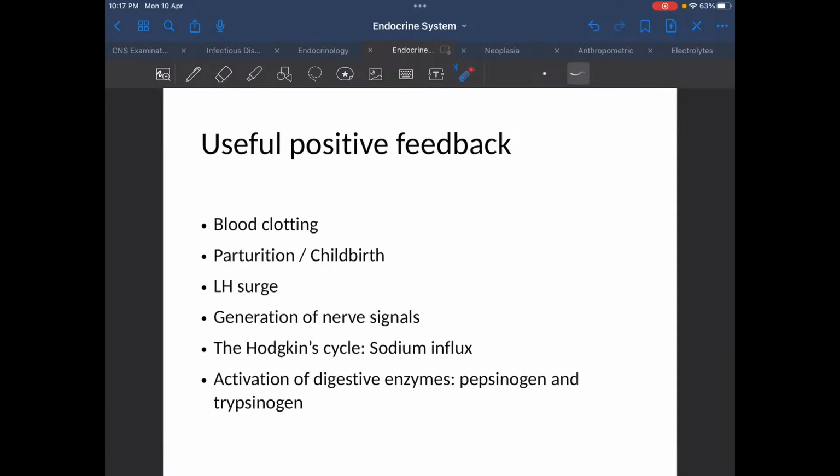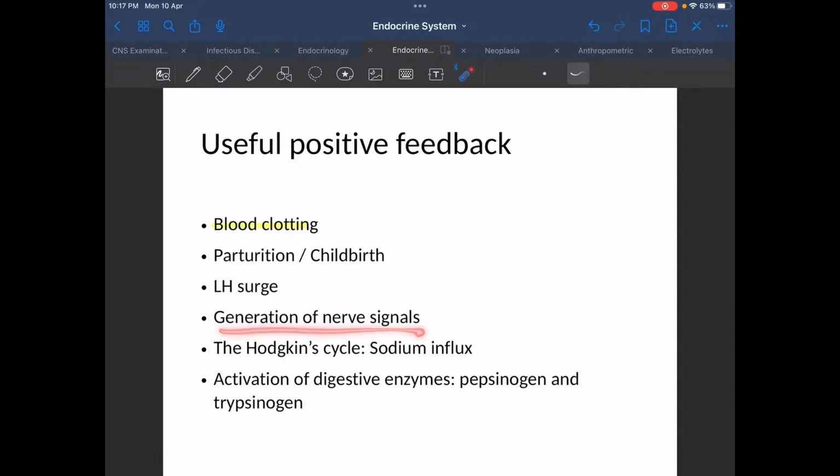Okay. So what are some positive feedback loop के mechanisms? Let's just quickly see. Blood clotting, we know it. We're going to discuss this in hematology. You know, parturition and childbirth, very important. Again, a positive feedback mechanism. LH surge, we studied in gynecology as well. So LH surge is very important.